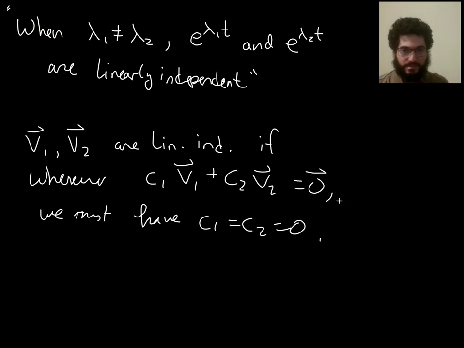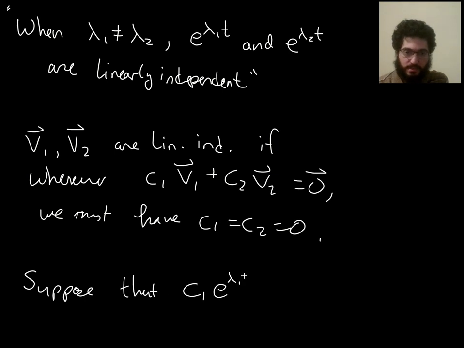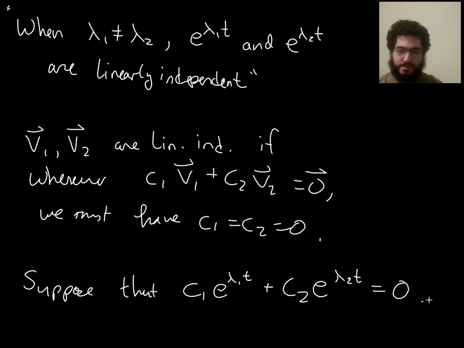All right, so this is the definition. When I say these are linearly independent, this is what I mean. To prove to you that they're linearly independent, I will say, suppose that c1 e^(lambda 1 t) plus c2 e^(lambda 2 t) equals 0, the zero vector. The zero vector is the zero function, the function with a plot that looks like that. When you plot x of t against t, it looks like that.